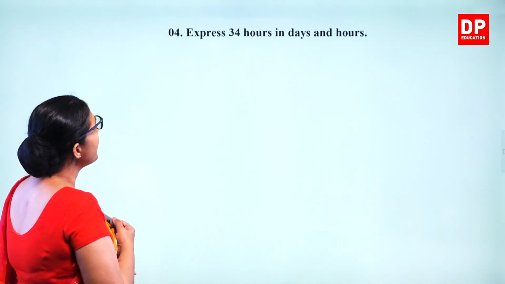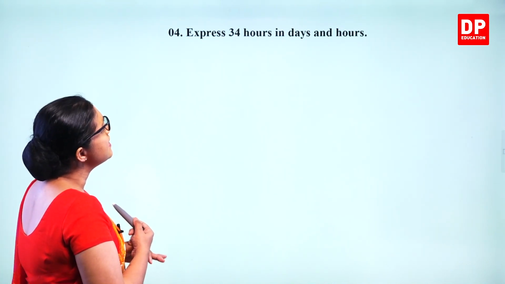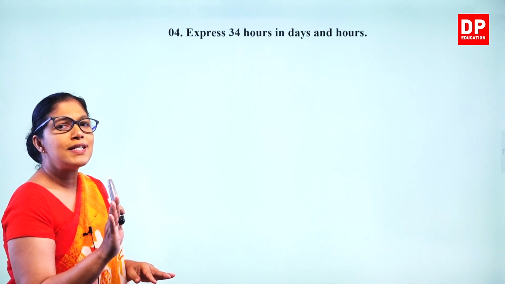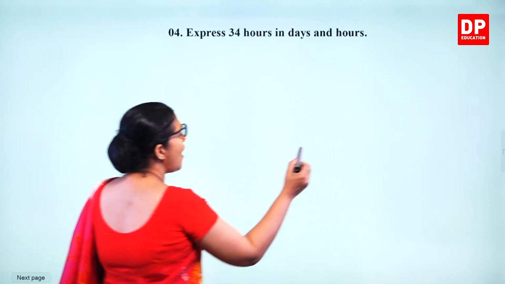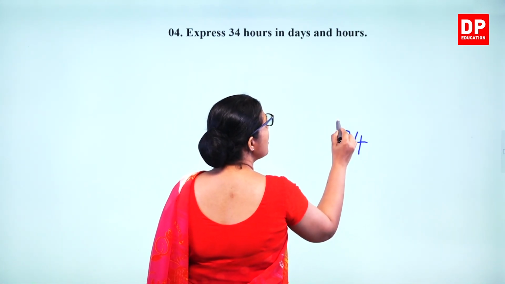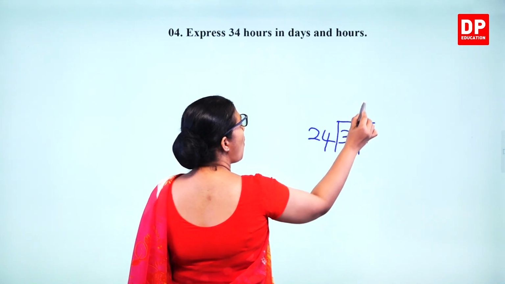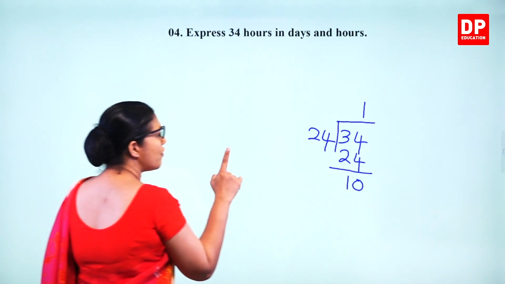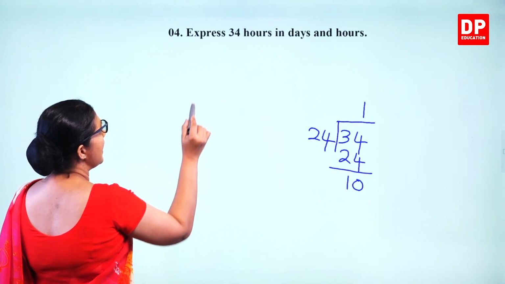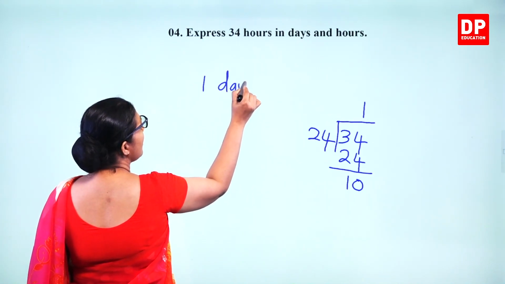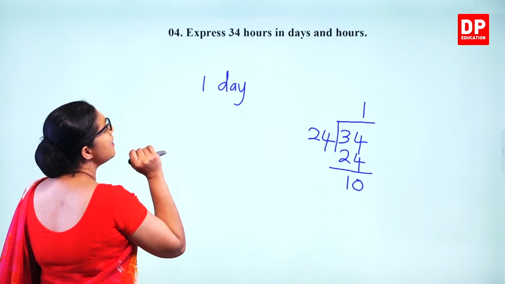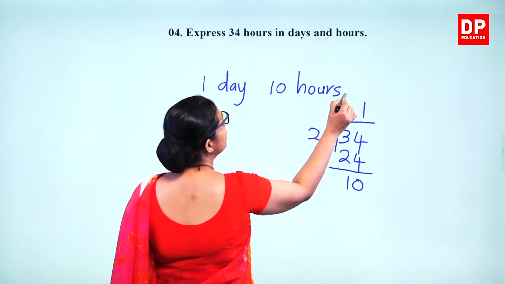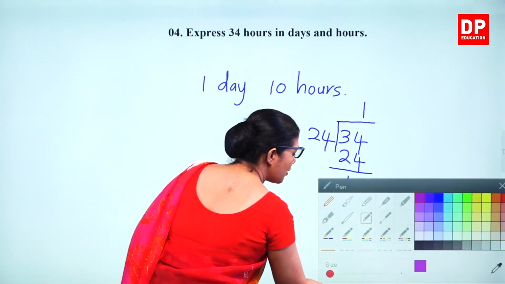Question number 4. Express 34 hours in days and hours. 34 hours. So 24 hours is 1 day. So we can divide by 24 and see how many 24s are there. 1. What's remaining? 10. So that means 1 day, and this remainder is in hours, 10 hours. So you get 2 marks.